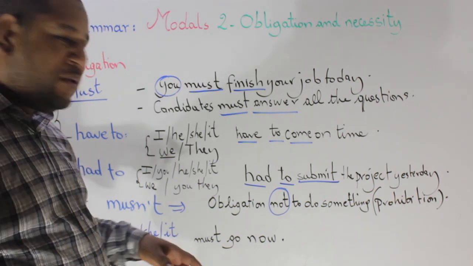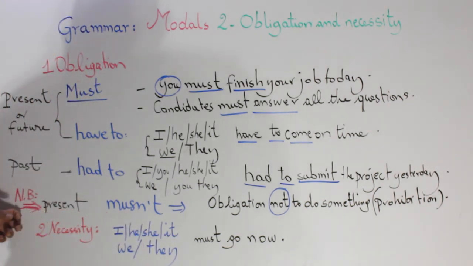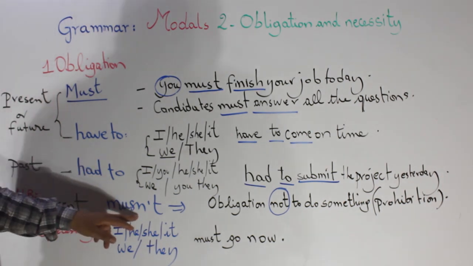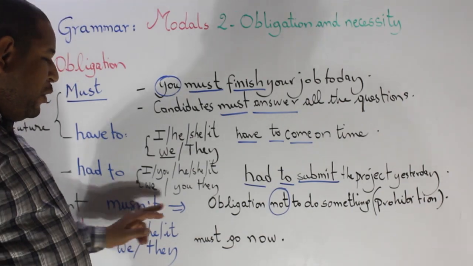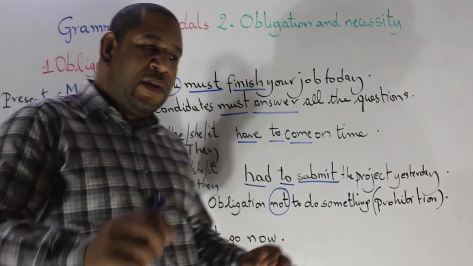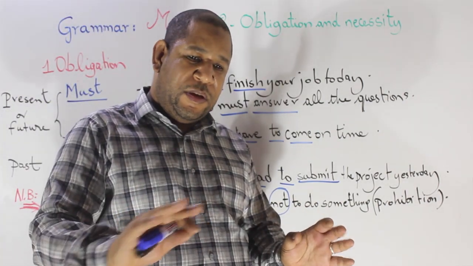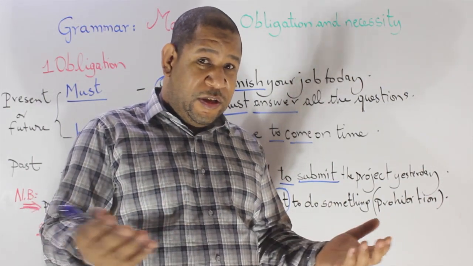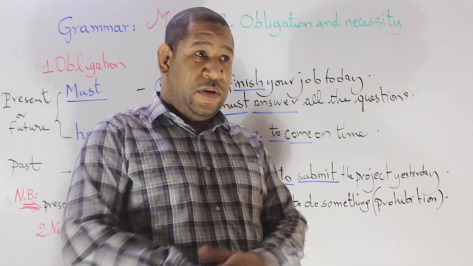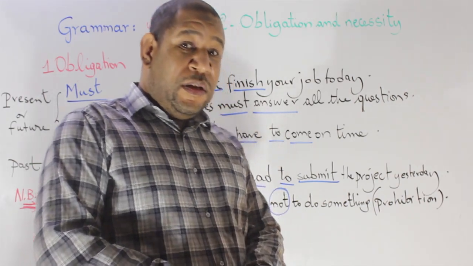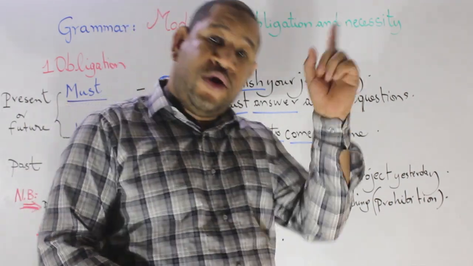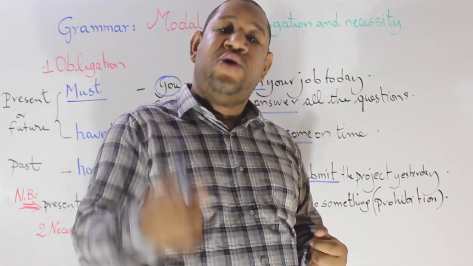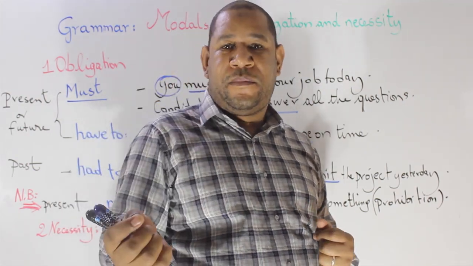Now let's come back to this one. There is an in B here, especially for the present. We use mustn't. When we use mustn't, try not to confuse it with something else. Mustn't does not mean that there is no obligation. For example, you mustn't go now. You are obliged not to go now. There is obligation not to do something.